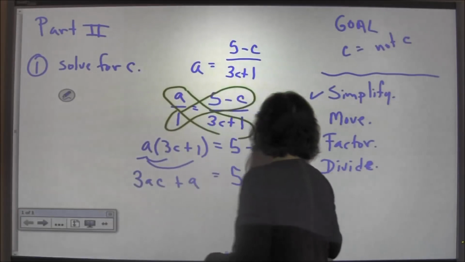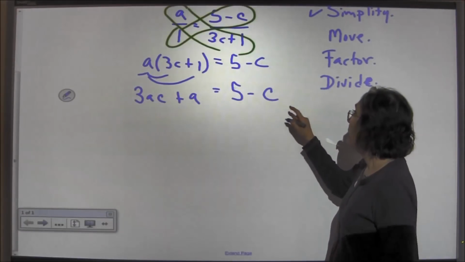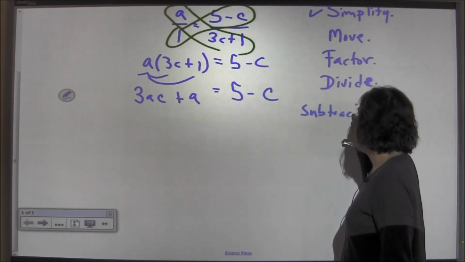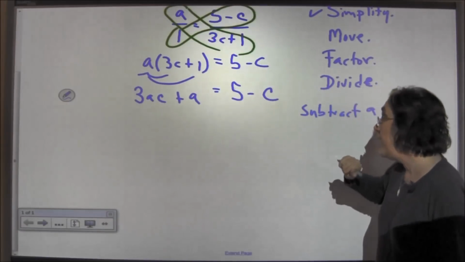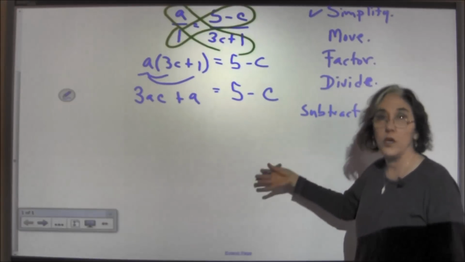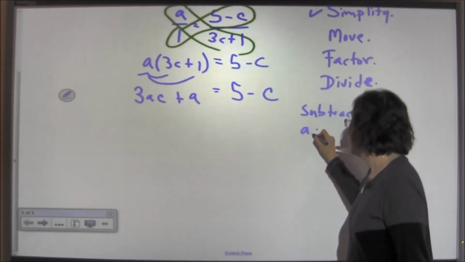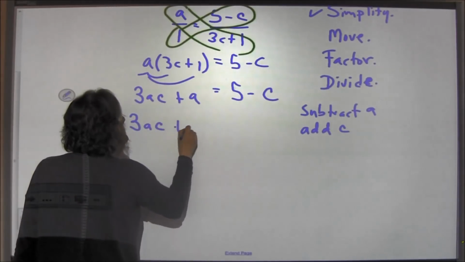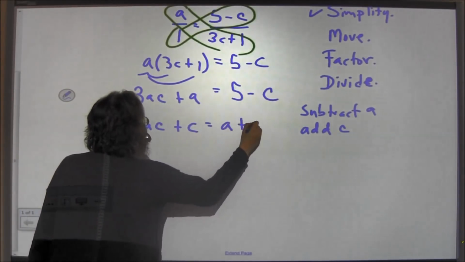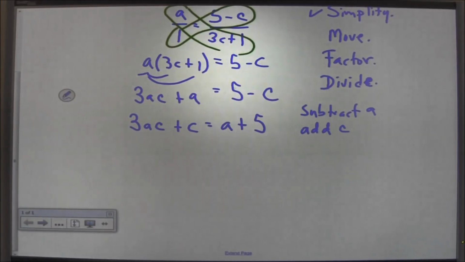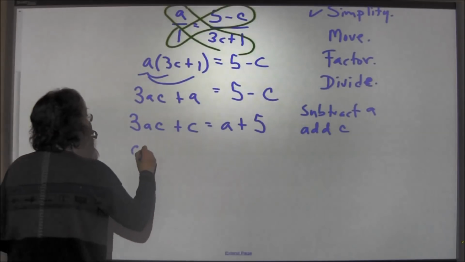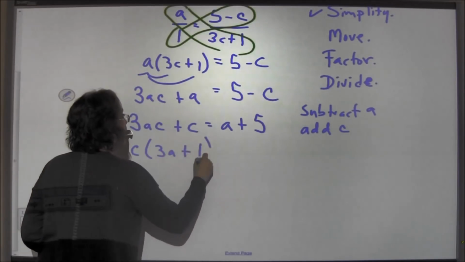And I'm just going to write what I'm doing so this doesn't get super messy. I'm going to subtract a from both sides to get it to the right-hand side, and I'm going to add c. The other 2 terms are where they should be already. And so we get 3ac plus c equals a plus 5. So now I've moved terms around, so I've only got c terms on the left. Now you factor out c because we're solving for it.